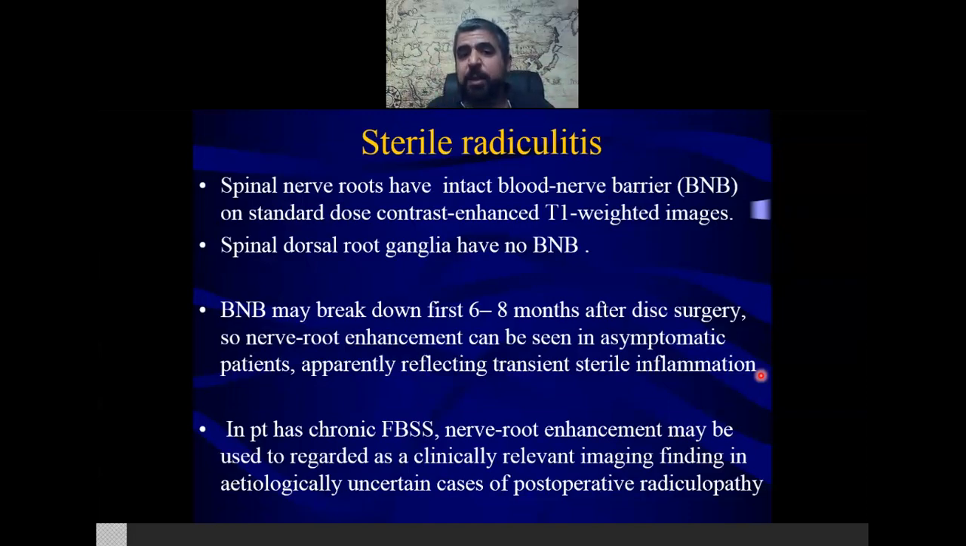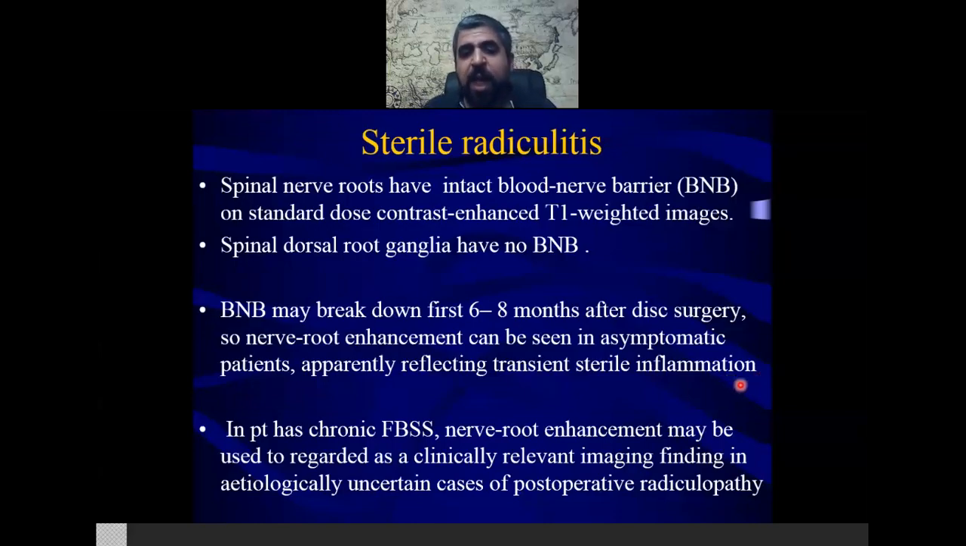But the dorsal root ganglia have no blood nerve barrier. So this blood nerve barrier can break after surgery, 6 to 8 months, meaning it becomes non-functioning. So seeing contrast enhancement in the spinal nerve roots 6 to 8 months after disc surgery is not pathological, it's expected, because it is asymptomatic enhancement.